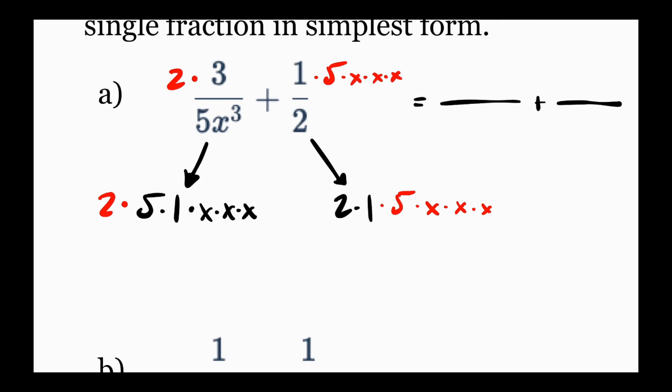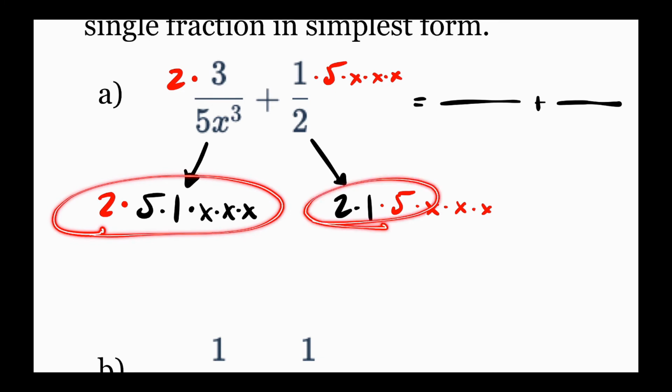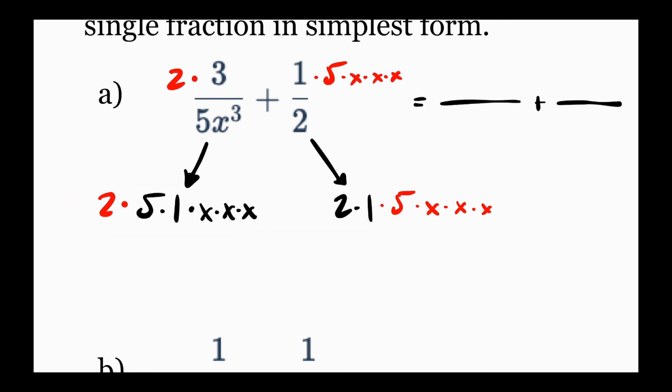So now the bottom, the denominators should both be the same. 2 times 5 times 1 is 10. 2 times 1 times 5 is 10. And they both have x to the third power.